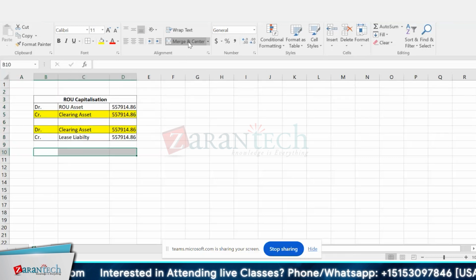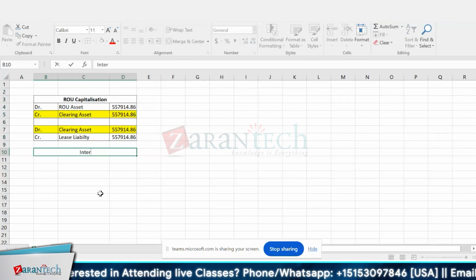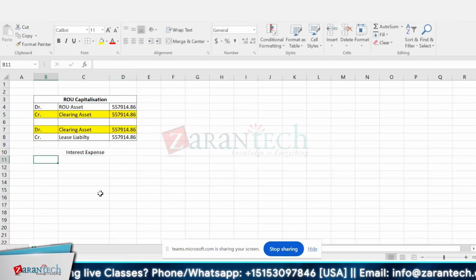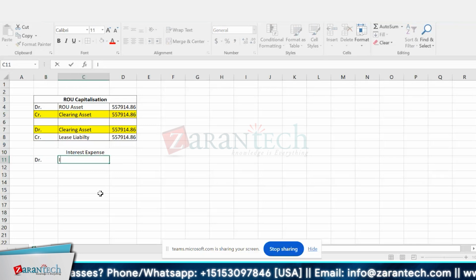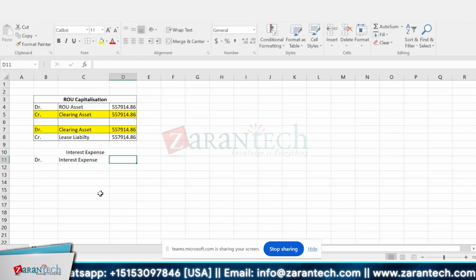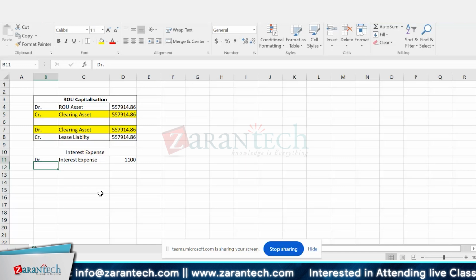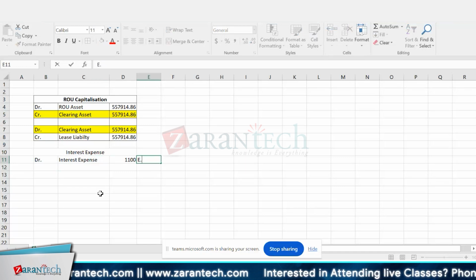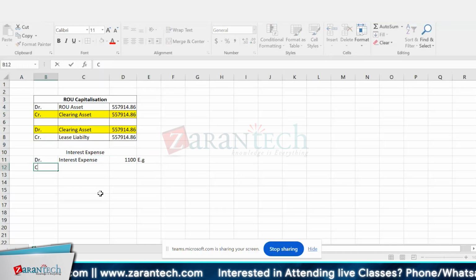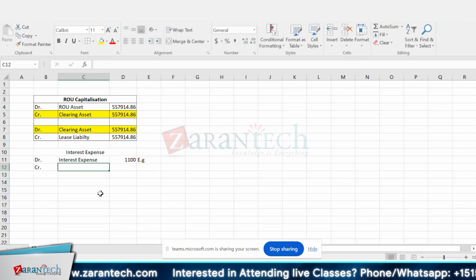Now it will be your interest expense account. Interest expense posting. So your debit at the time of interest expense will be interest expense. Let's say 2000, or 900, something like this, 1100. This is for example only, it's not an actual value example. And credit will be, what should be the credit? Lease liability. Why?